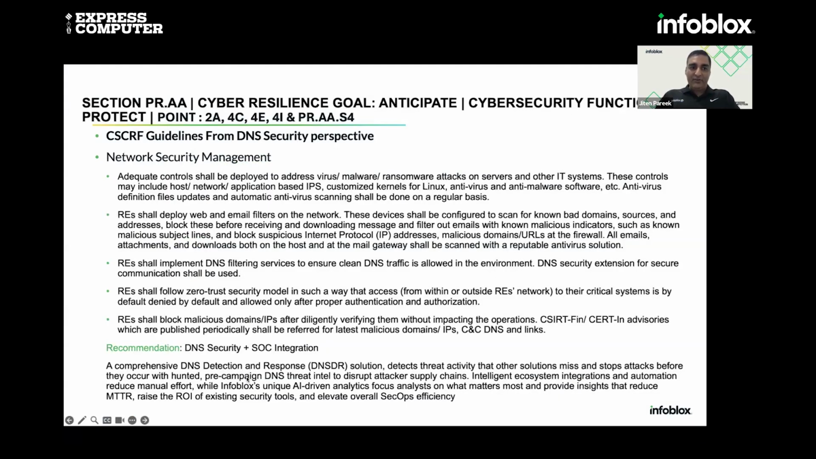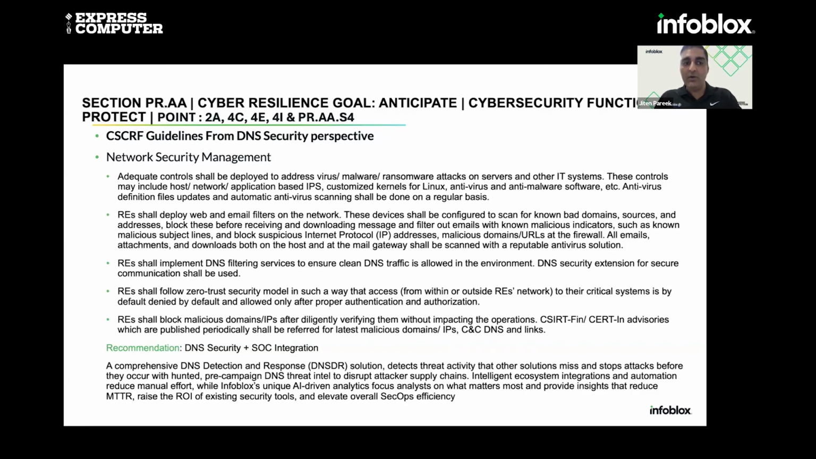And that's why the SEBI cybersecurity guidelines have strongly emphasized monitoring your DNS. In the section PR.AA, with the various points from 2A, 4C, 4E, in the cyber resiliency goal anticipate and the function to protect, you have to see that there is a specific function called protect, and that's why they have mentioned that adequate control shall be deployed to address virus, malware, and ransomware attacks on the servers and IT systems.